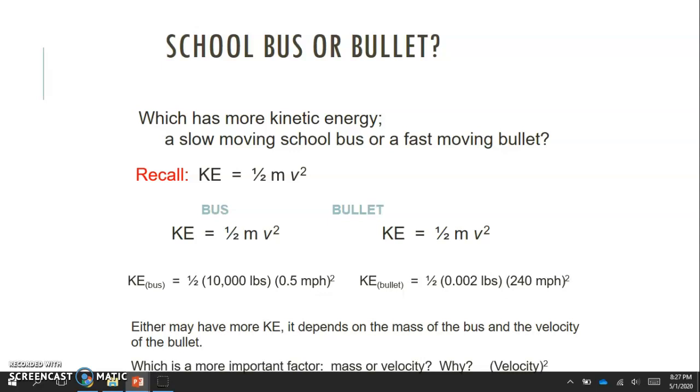Again, you are not going to have to worry about calculating kinetic energy, at least not for us this semester. Yay, quarantine. But just something to keep in mind as we move forward.